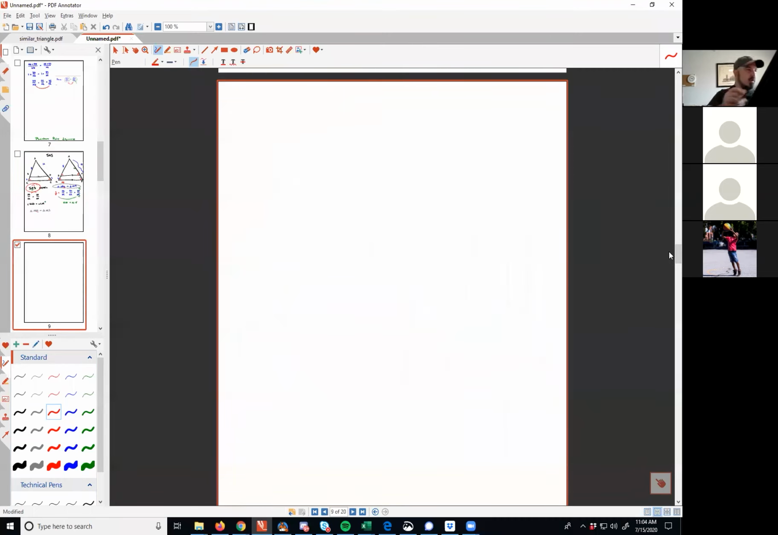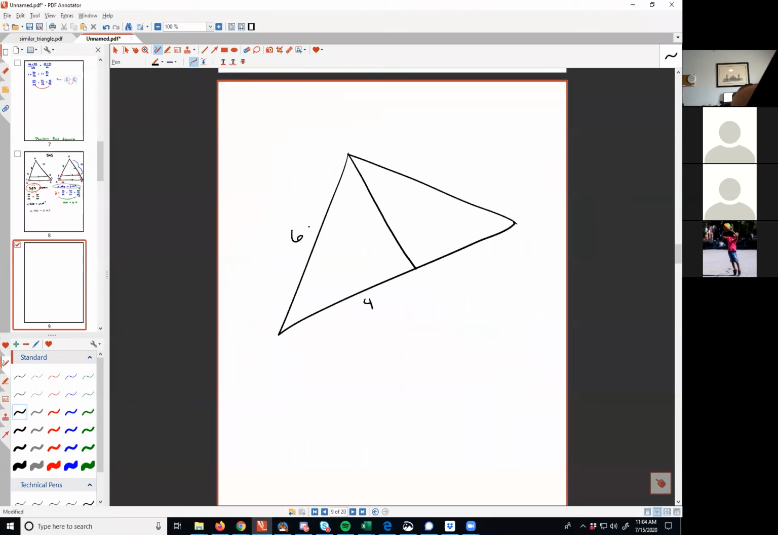Okay, let's take a look at a problem in which we can apply SAS similarity. And let's say that the perimeter of BCD is equal to 20. And we want to find the length BC.